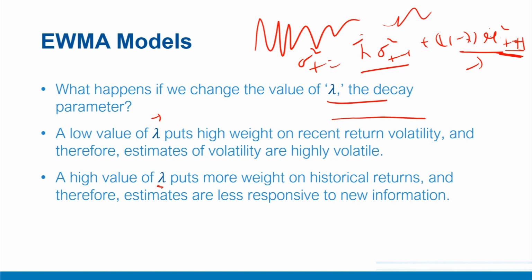In contrast, if you take a very high level of lambda, let's say close to 1, then almost negligible weight will be assigned to the recent levels, while more weight is assigned to the historical levels. So that is a trade-off between recency and reliability of the volatility estimate.